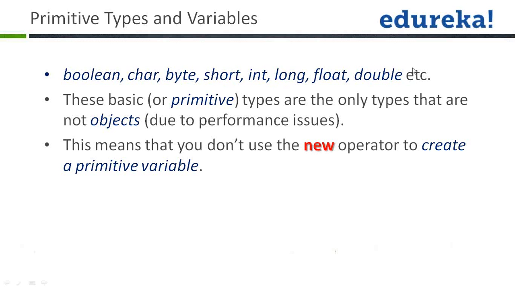Like boolean, char, these all were present in languages like C language. These were the procedural languages.